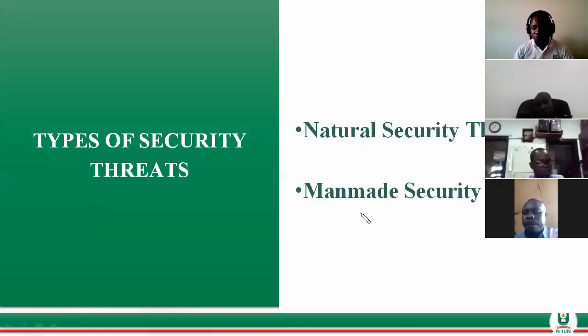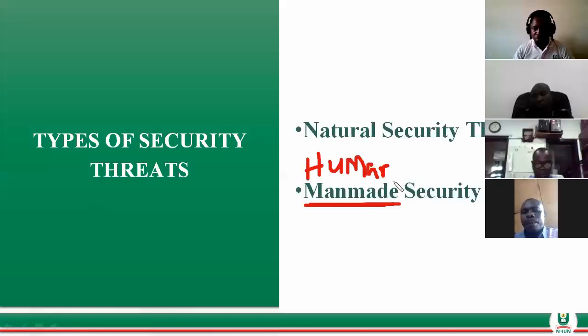Now let's come to man-made security threat. What is another term for man-made? You can use the term human. Human, right? Anything that is man-made is of human. So it's either man-made security threats or human security threats. Now, these are the two categories of security threats.